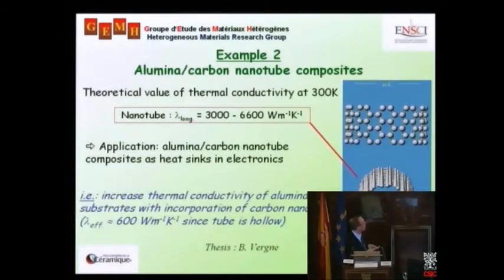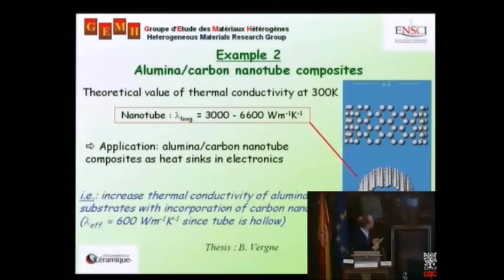Now, here is another interesting example from Bruno Verne's work in his thesis. He was working on incorporating, so this is no longer a porous system, it's the reverse idea. Instead of trying to make a very good thermal insulator, we're now trying to make a good heat conductor, or thermal conductor. So the idea has been to use carbon nanotubes and incorporate them into an aluminum matrix.